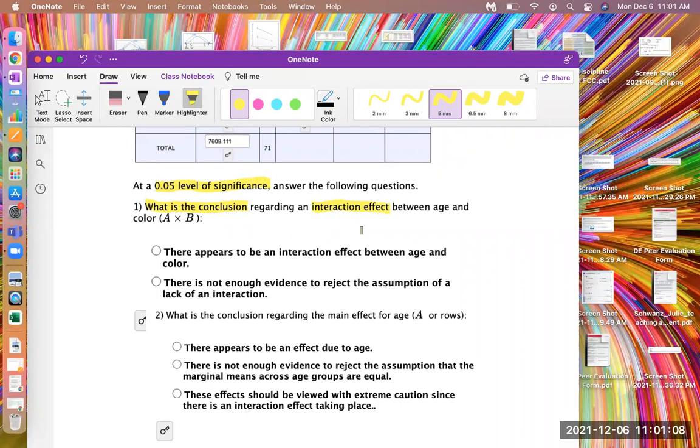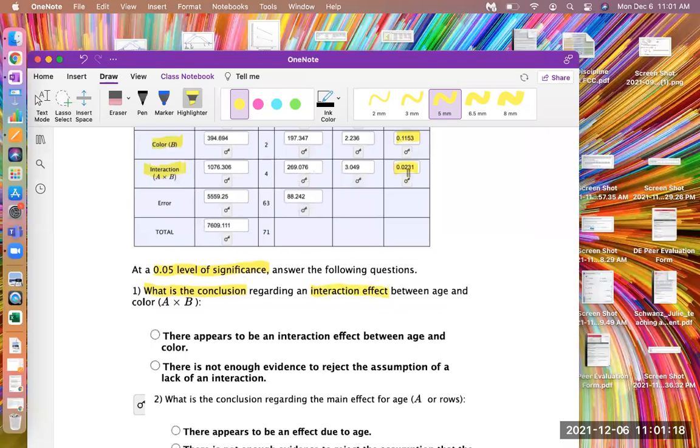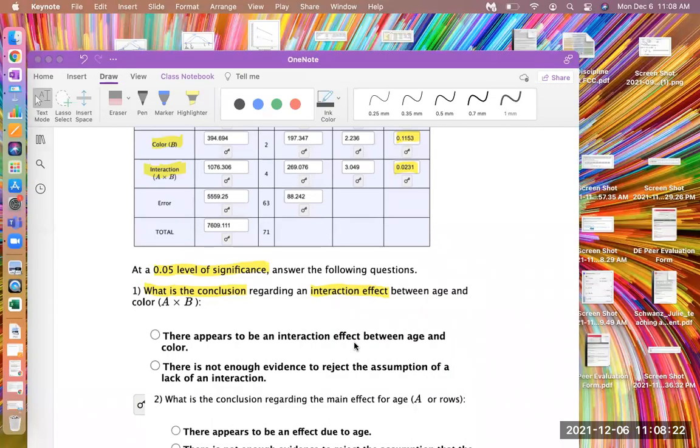So we're going to find that answer, we're going to look at the p-value for interaction. If the p-value is low, less than the level of significance, then you reject the null hypothesis that there's no interaction taking place. This is huge that we see the p-value here, 0.02, is smaller than 0.05. So what is the conclusion regarding the interaction effects?